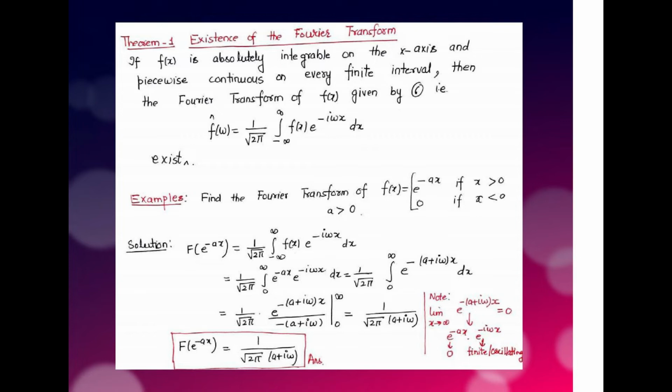And we know that e raised to power iota theta is cos theta plus iota sin theta. So when x tends to 0, cos and sin may oscillate between minus 1 and 1, but it's going to be something finite. And the exponential function e raised to power minus ax will tend to 0 because it is given that a is greater than 0. So the upper limit is going to be 0. When we say x tends to infinity, the exponential function will tend to 0.